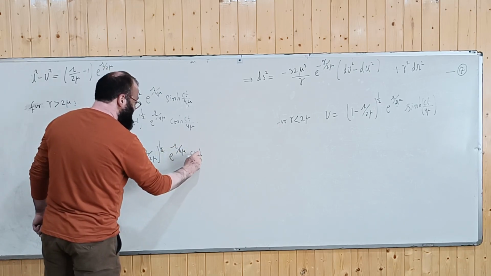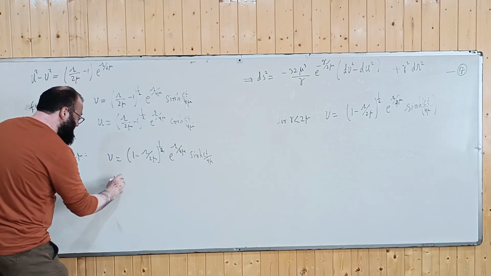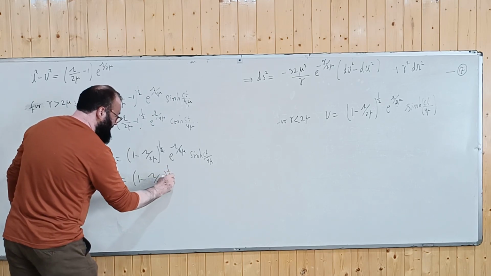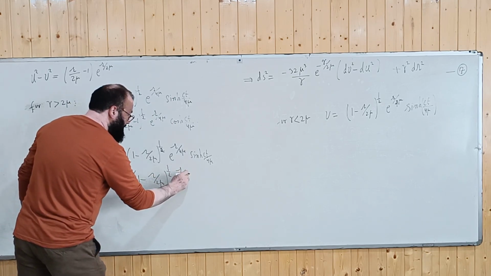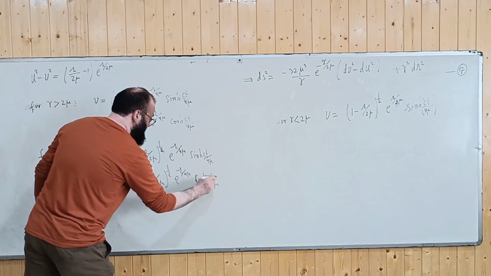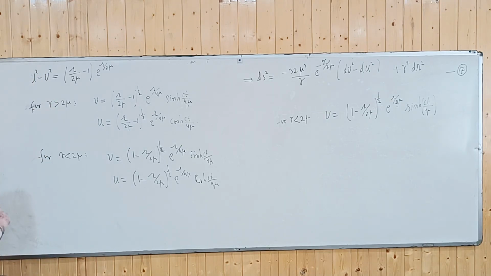So U is equal to 1 minus r by 2 mu raised to half, e raised to r by 4 mu, cosh(ct by 4). So also it can be calculated. Now I am done with the calculation. Then we will do only the physics.